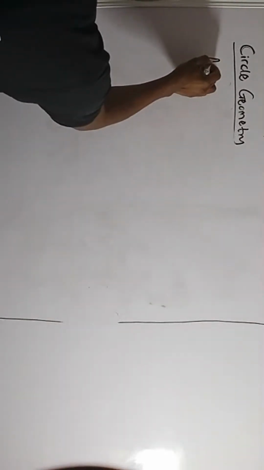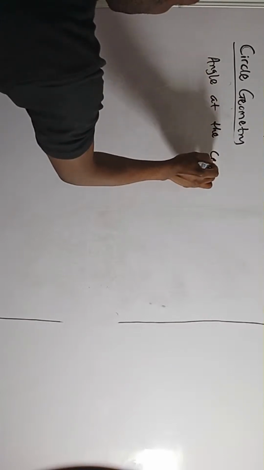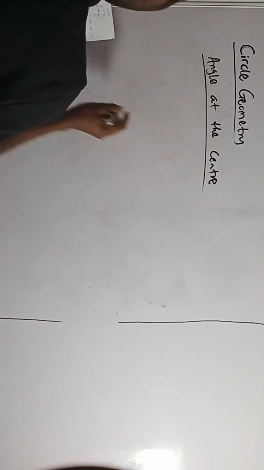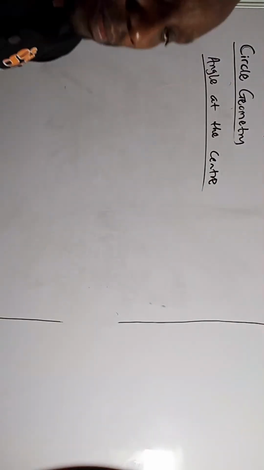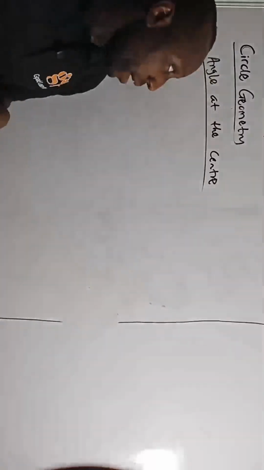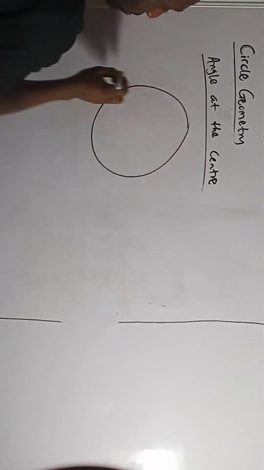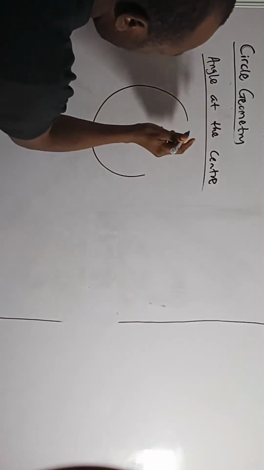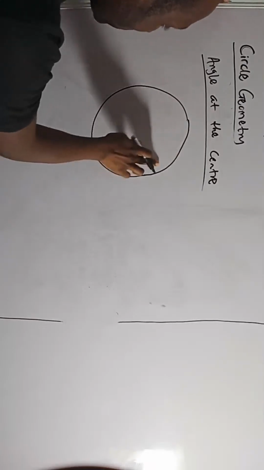So angle at the center, angle at the center. Before I write down, I'll draw a circle. This is a circle. Oh, this circle is funny. So let me make it better. Obviously, it's not drawn to scale.